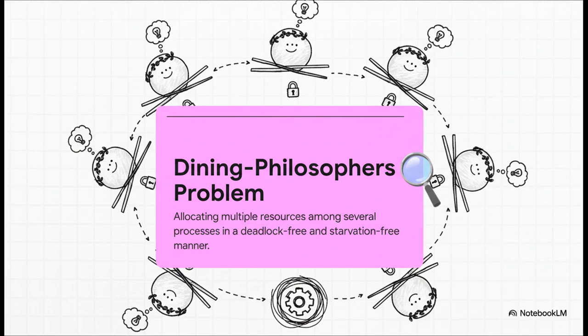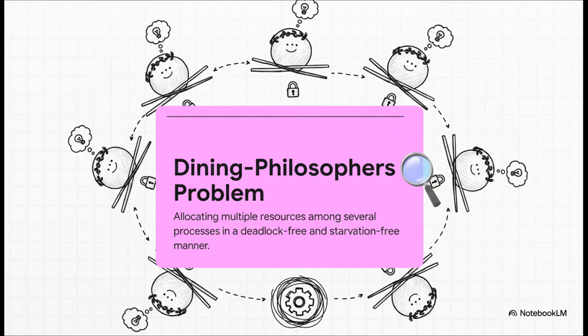dining philosophers. Yeah, it sounds a little silly, but it's actually a fantastic stripped-down model for a really complex and common problem. It's all about how you allocate multiple resources to multiple competing processes. In this case, each philosopher is a process, and they need two resources, the chopsticks, to do their job, which is eating.